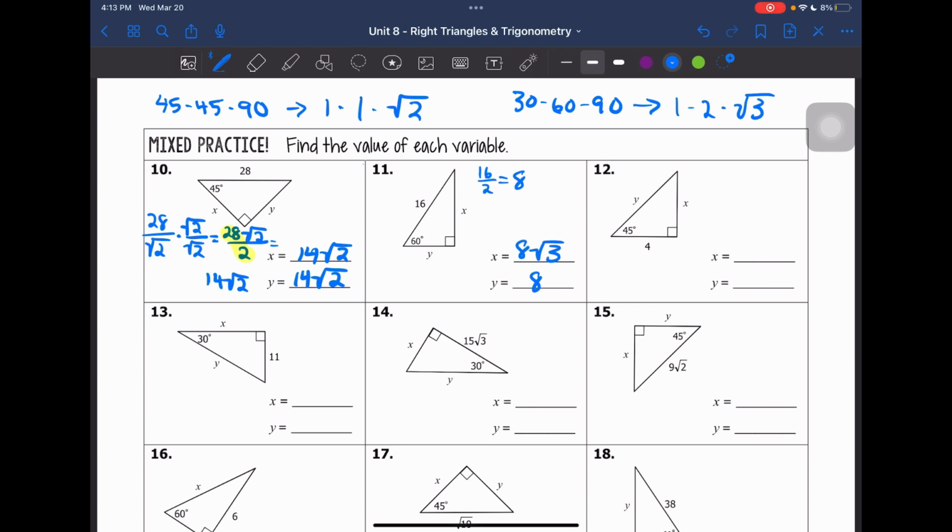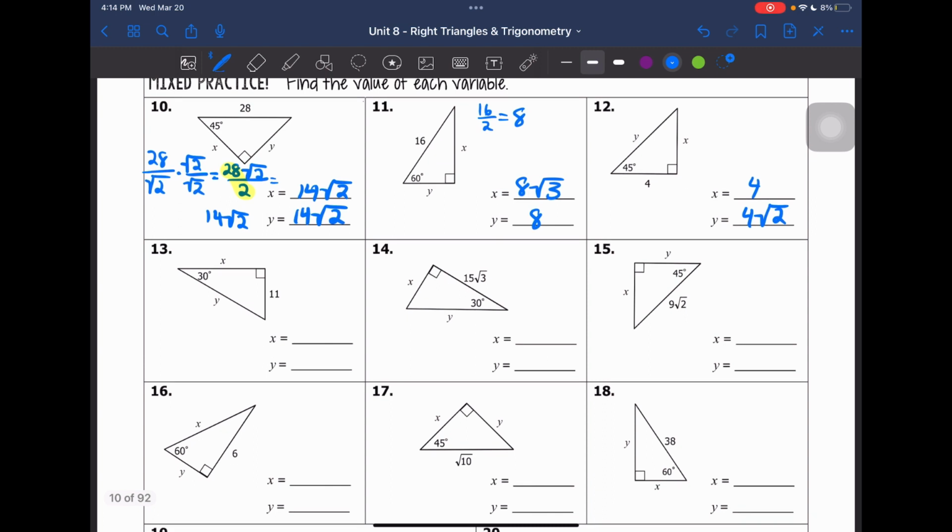Number 12 is a 45-45-90. So I know one of the legs, which means that I automatically know the other leg because it's just going to be the same number, 4. And then the hypotenuse is going to be that number with root 2 at the end. So 4 root 2.